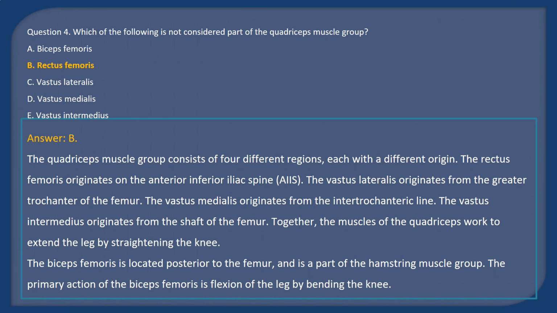Answer B. The quadriceps muscle group consists of 4 different regions, each with a different origin. The rectus femoris originates on the anterior inferior iliac spine, AIIS. The vastus lateralis originates from the greater trochanter of the femur. The vastus medialis originates from the intertrochanteric line. The vastus intermedius originates from the shaft of the femur.